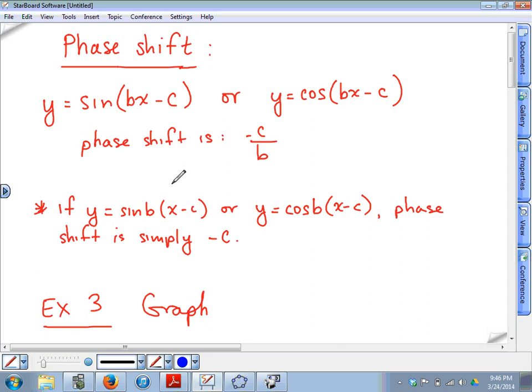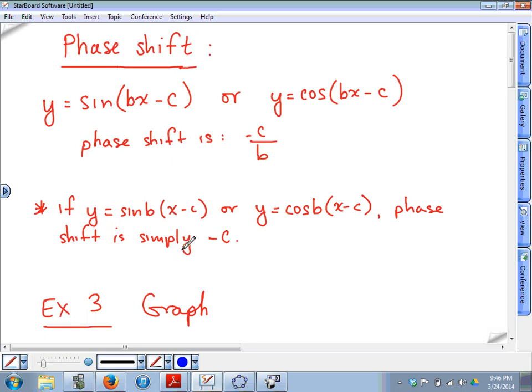If you're lucky, b has already been factored out in front of the parenthesis, not factored out in front of the function, because that would be a vertical change if it's outside the function. It's still considered inside the function because you're still taking the sine of b and also x minus c. So it's inside the function, but it's outside the parenthesis. In that case, the phase shift is just the opposite of c. That might not be totally clear right now, but you'll see a couple of examples where b is inside the parenthesis or where it's outside the parenthesis.